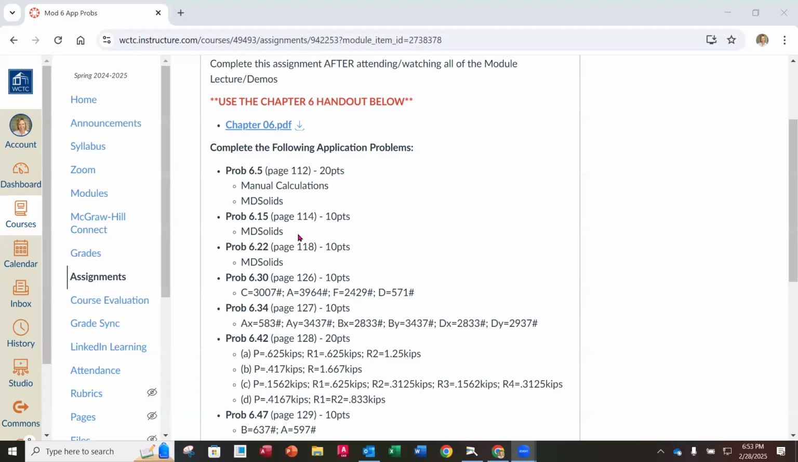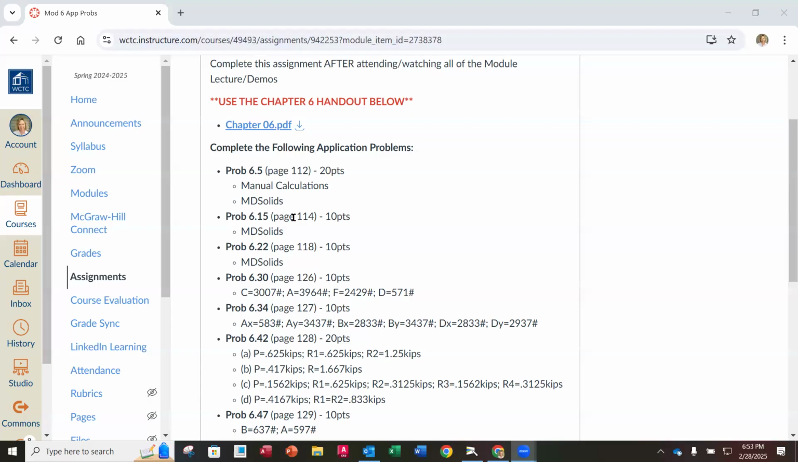Then what you're going to do is look at problem 6.15 and 6.22 on the pages that are identified here, and you're just going to do the MD Solids solutions. Now, when you hand in the MD Solids, you are going to be submitting a screenshot of those final diagrams with the values, okay? So you don't have to save the file if you don't want to, and you don't have to print it off. You don't have to print to a PDF. All you have to do is do a screenshot, okay? And that screenshot then will be submitted for that problem, okay?